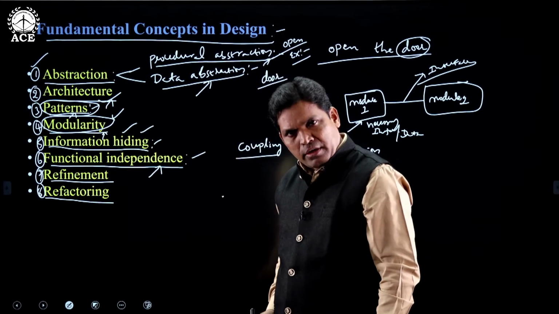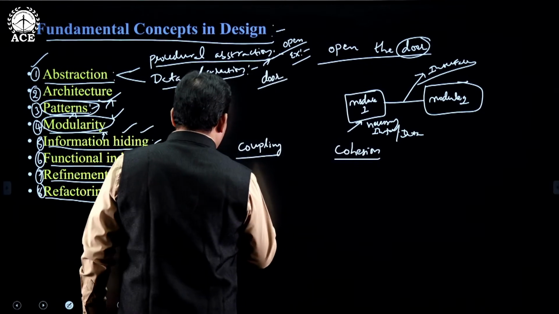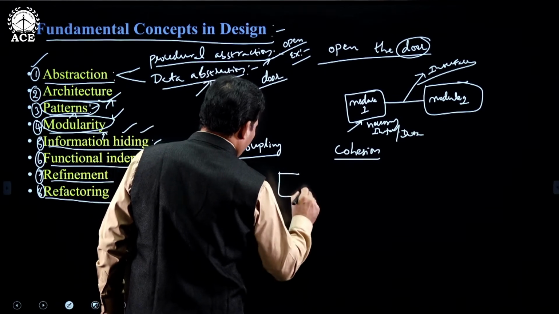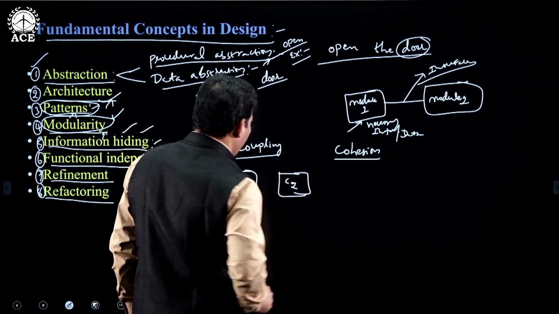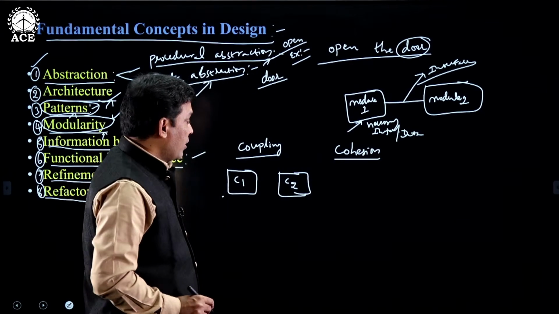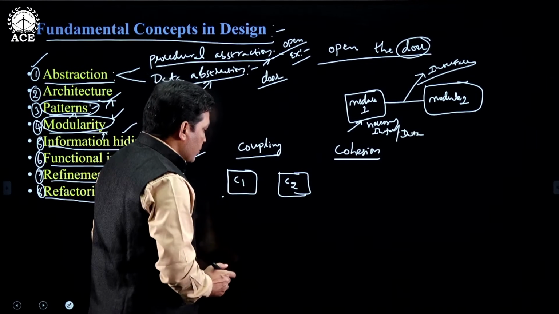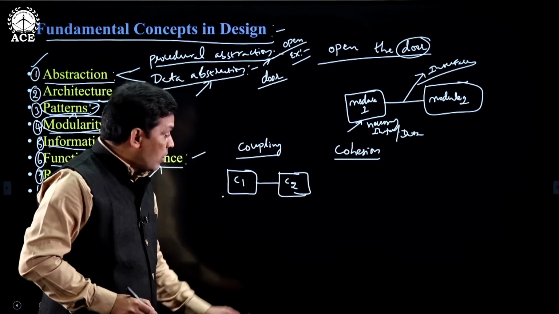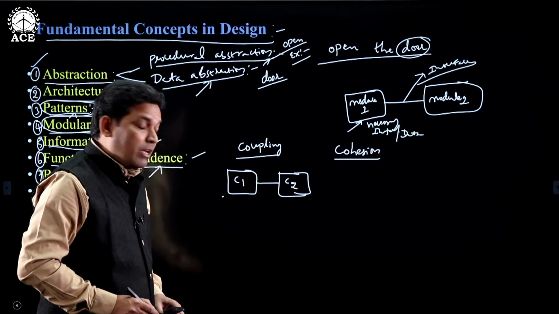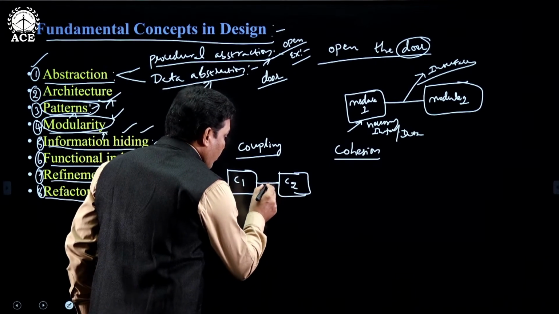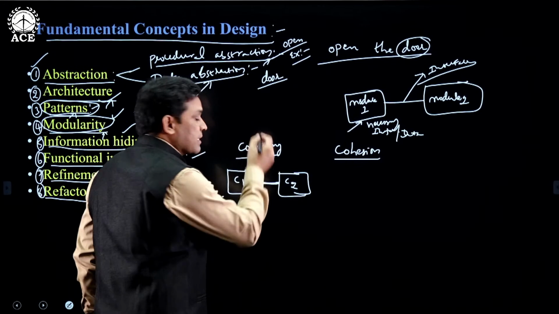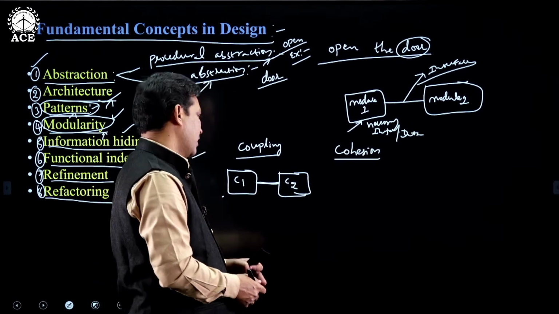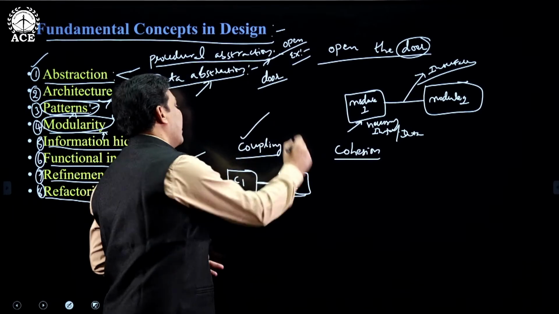So what is coupling? What is cohesion? Let's take two components, component 1 and component 2. What is coupling? When component 1 performs some operations, while performing them it depends on component 2. Similarly, when component 2 wants to perform some operation, while performing it, it depends on component 1. So this dependency we call coupling. Component 1 depends on component 2, and at the same time component 2 also depends on component 1. This we call coupling.